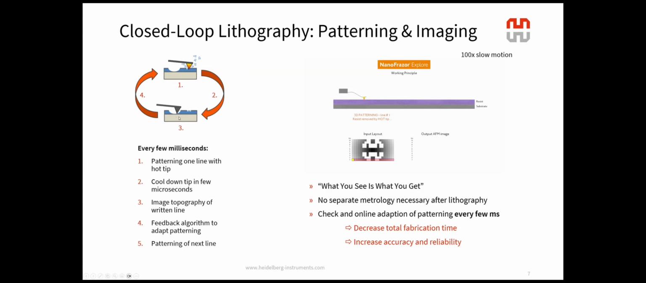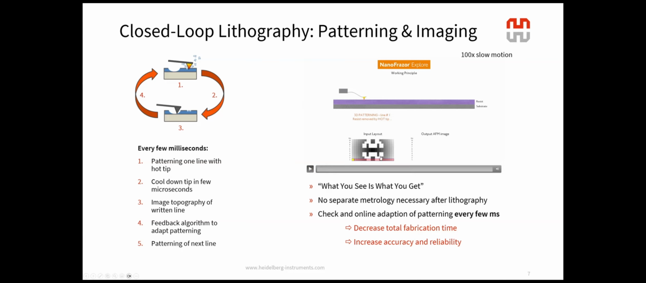We are in contact mode, and when we reach the end of the line, we use a feedback algorithm to adapt the patterning, and we pattern the next line. This is a very important concept because we can use feedback and we have a live view of our patterning, which is a very nice feature of the NanoFrazor technology. So let's now see this video, which shows how the closed loop lithography principle works.